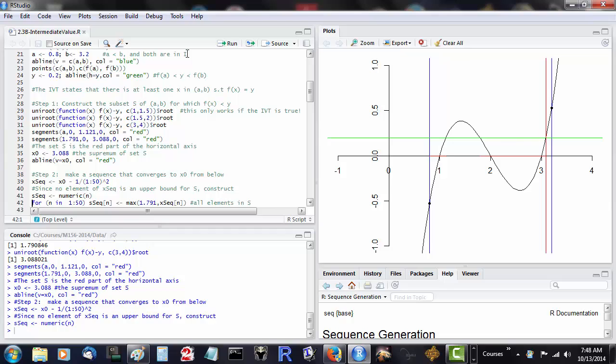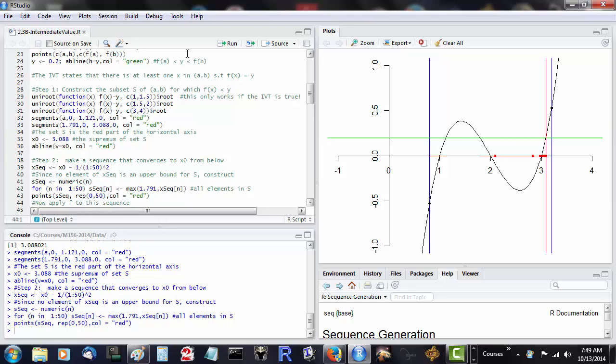So I will construct a sequence that's almost but not quite the same. I'm going to make sure that the values are all greater than 1.791, thereby guaranteeing that they're all inside the red set. I think in this particular case that would have been true anyway, but might as well play safe. So there is my sequence, and you can see the points start a little bit above 2 and quickly close in on x0 from below.